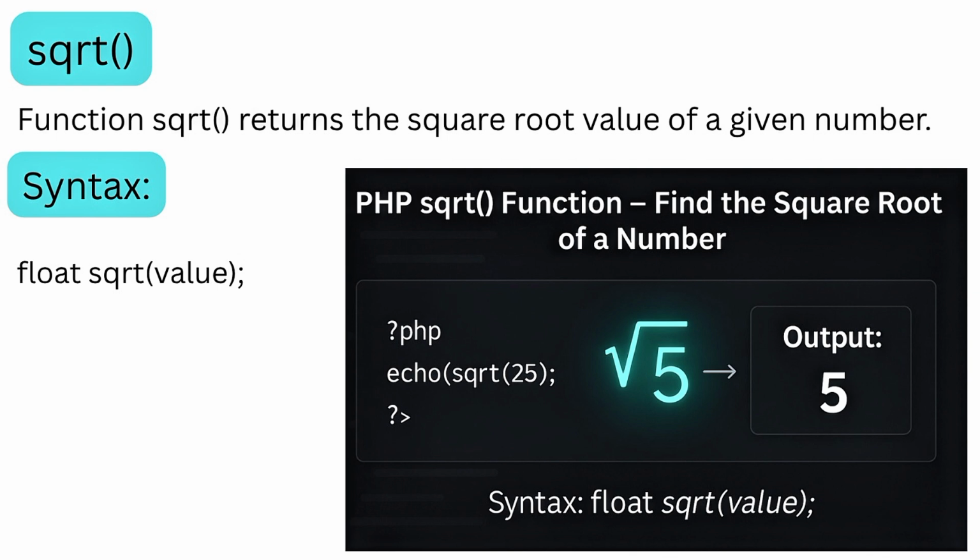The sqrt function in PHP is a simple yet important mathematical function. It takes a number as input, calculates its square root, and returns the result as a positive floating point value. In this case, when the value 25 is given, the output becomes 5. This continues directly from the previous concept, helping you understand another essential mathematical function in PHP programming.